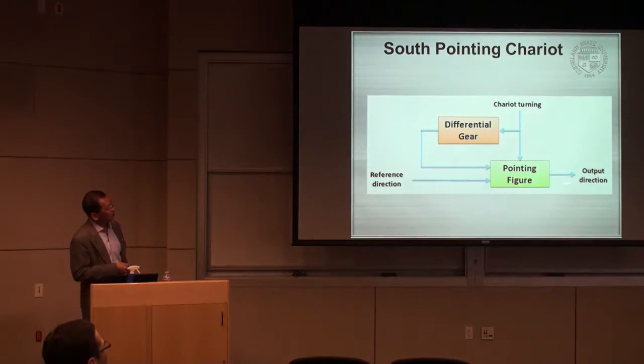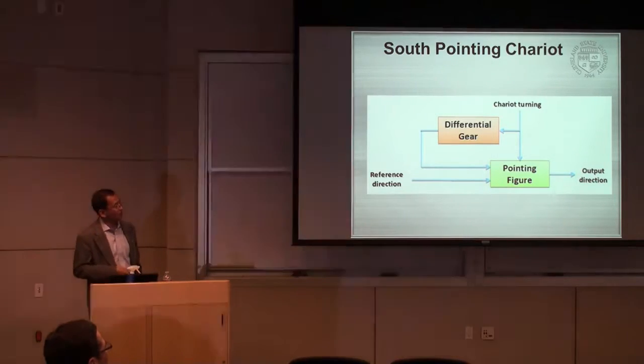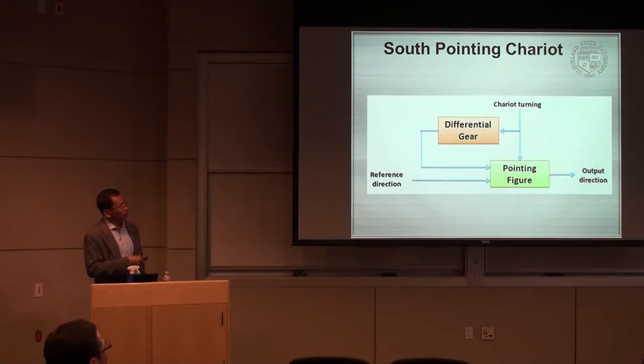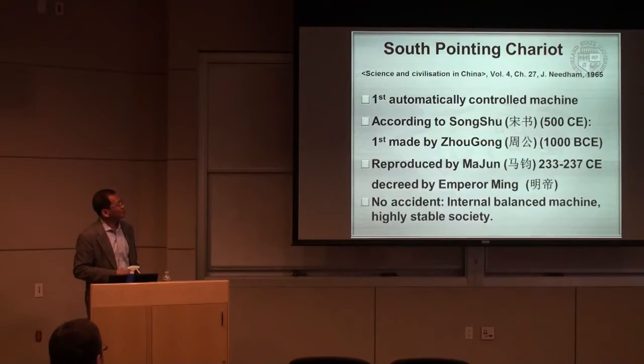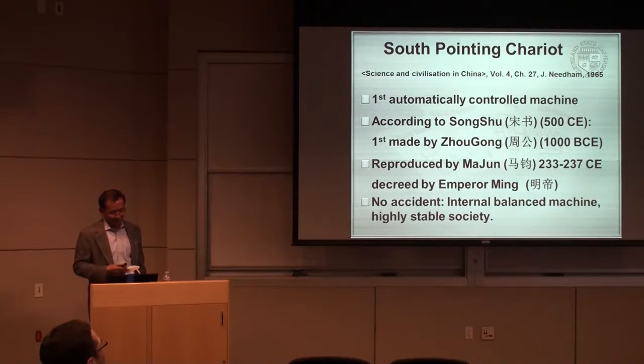And the idea is quite simple. You want this pointing figure to point in the same direction it started with. And that's your reference direction. But how do you keep it there? Well, you devise a differential gear system where you detect the turning of the chariot. And then you rotate the pointing figure in the opposite direction. And that's negative feedback, and it works. If you search on YouTube, you'll find many people have made it work using Lego. There's a detailed account of this in the book Science and Civilisation in China by Joseph Needham.